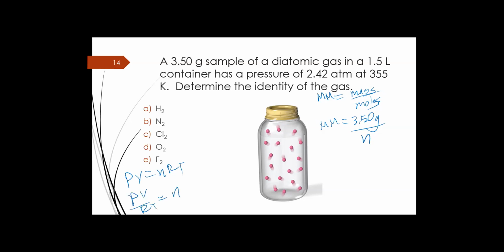And so what I need to look for is my pressure, which is 2.42 atmospheres. My volume, 1.5 liters. My temperature, 355 Kelvin. And then my R, 0.08206 liters atmospheres per K mole. Once I have that, I can go ahead and plug those in.